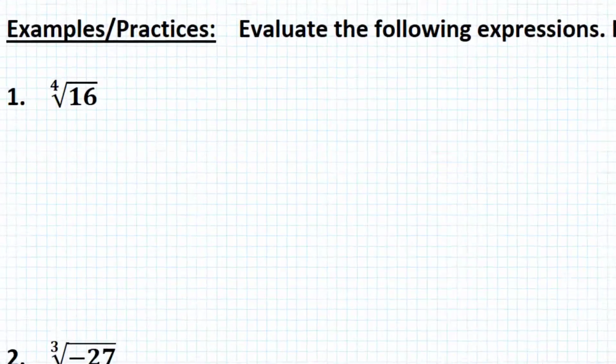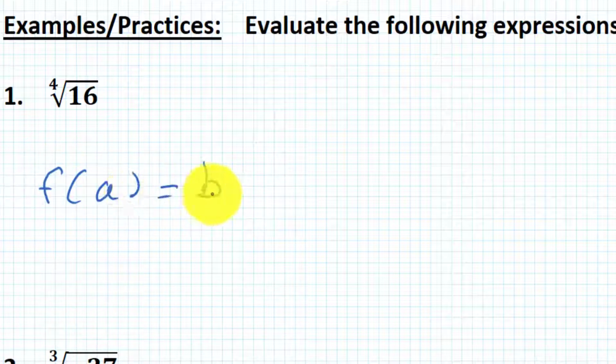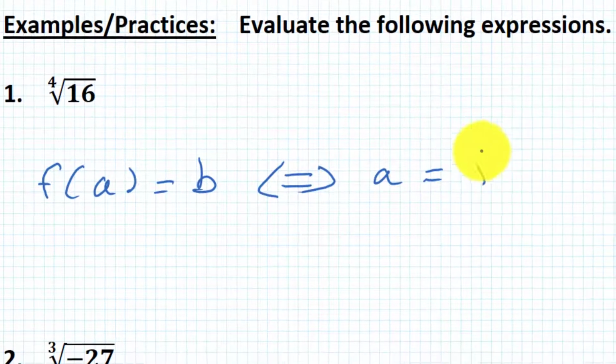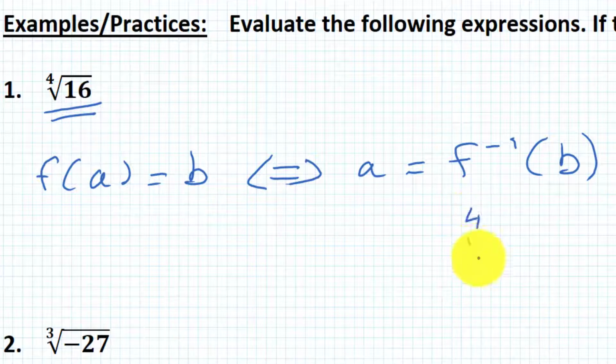In example number 1, we are asked to find the fourth root of 16. Before I do so, let me quickly recall the relation between a function and its inverse. If a function f has an inverse, and if I have f of a equal to b, then this statement is equivalent to a equals f inverse of b. Okay, now this fourth root is an inverse function right here.